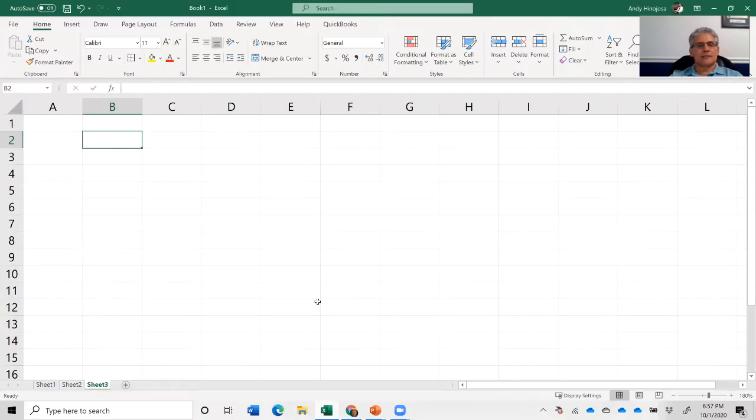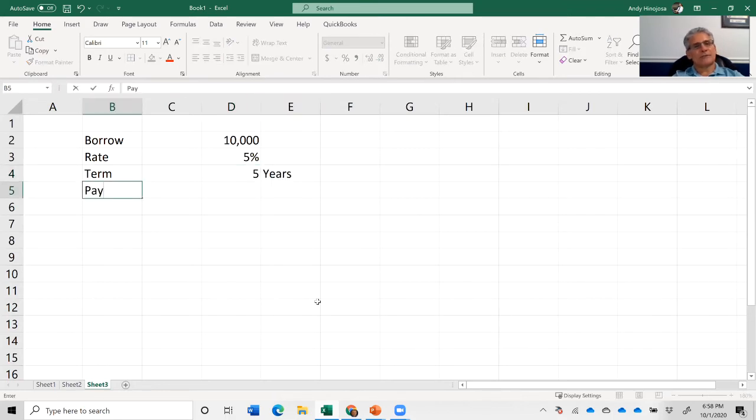So let's assume that we borrow $10,000. The rate is 5%. Let's assume it to be 5%. And let's say the term is 5 years. So we'll have to determine what that payment is going to be. The amount of payment is going to be for that.